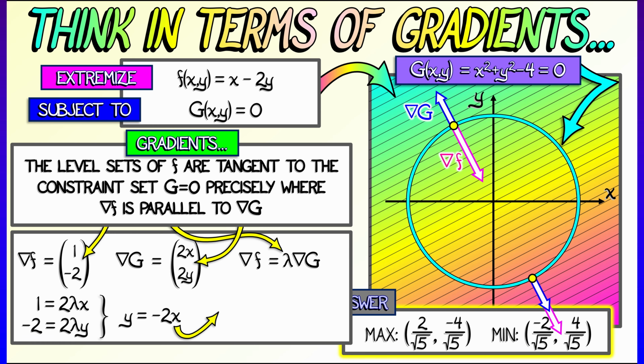How many unknowns? Well, 3 unknowns. But we can eliminate that lambda with a bit of algebra. We get y equals negative 2x, and we can plug that into the original constraint equation, x squared plus y squared equals 4. When we do that, we get that 5x squared equals 4. That is, x equals plus or minus square root of 4/5. Those are the x-coordinates of our maxima and minima. Solve for the y-coordinates, and boom, we're done. That's a different way to solve this problem.